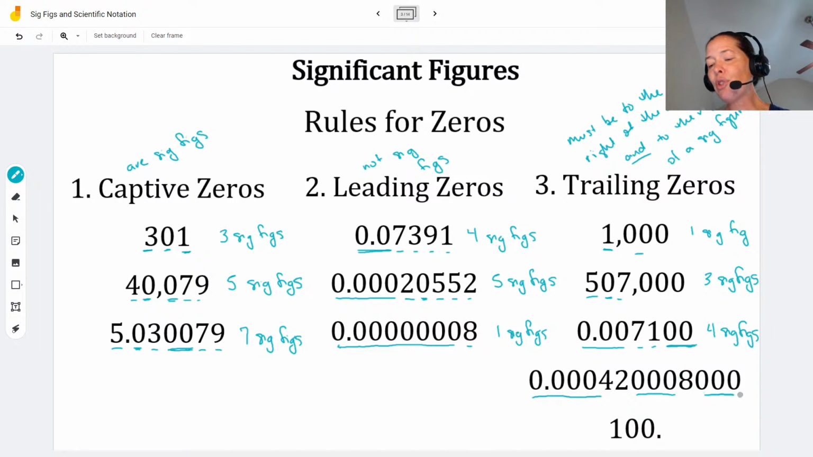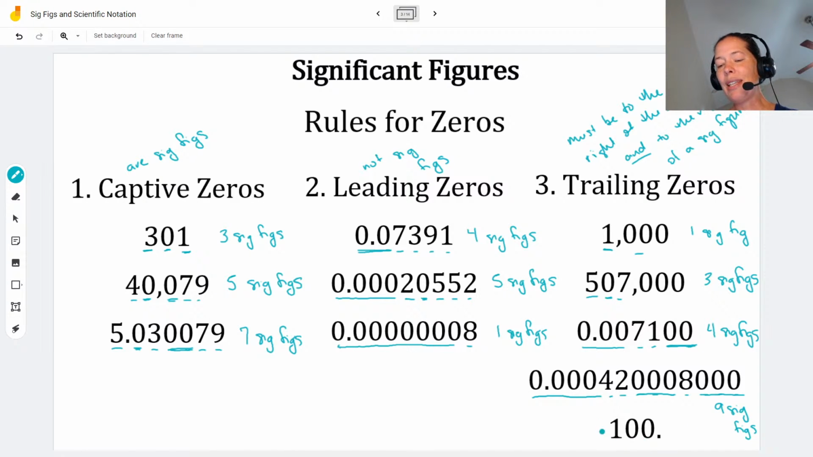We have some trailing zeros. Okay, so are they to the right of the decimal? Yes. Are they to the right of a significant figure? Yes. So they are significant. So we've got a lot of sig figs here. Let's see. We've got 1, 2, 3, 4, 5, 6, 7, 8, 9 sig figs in this really long one. This is not my last one.